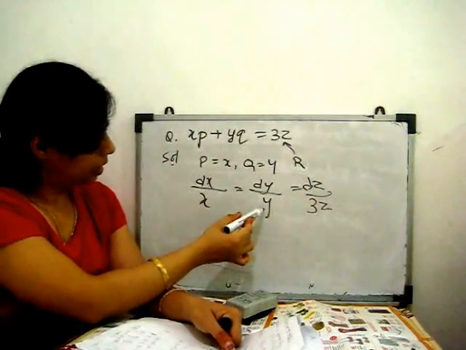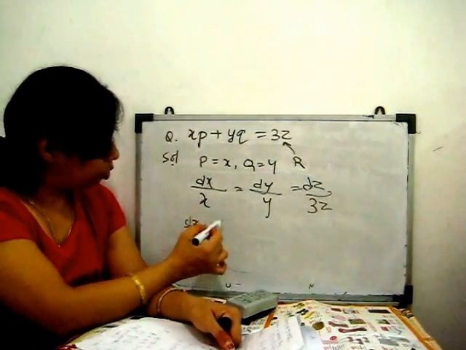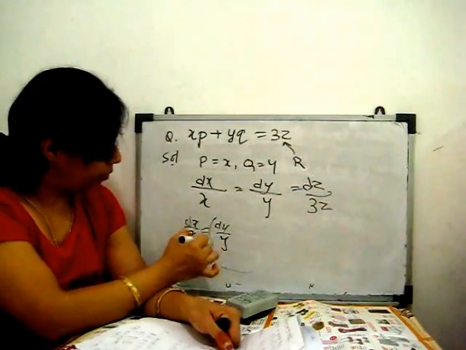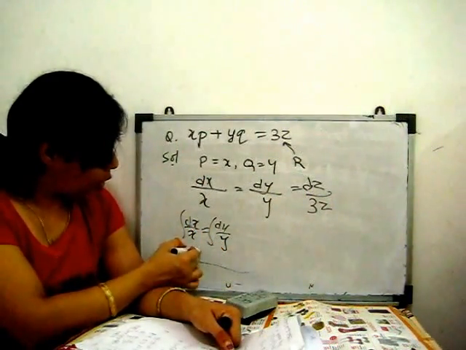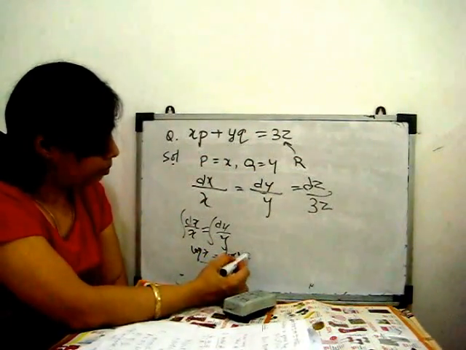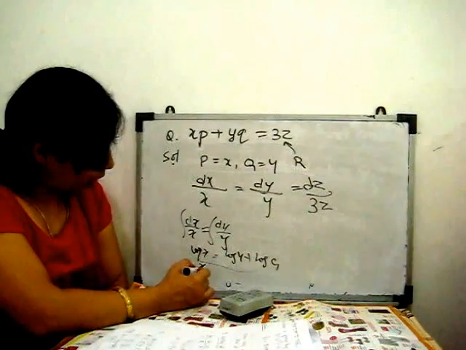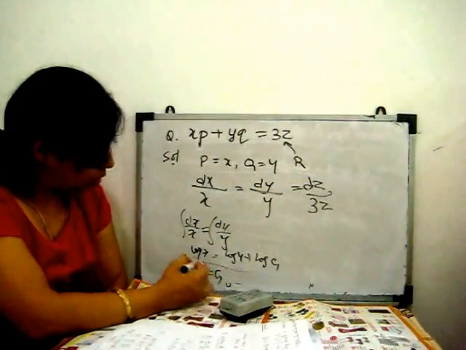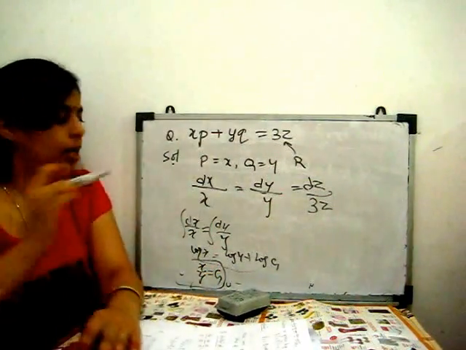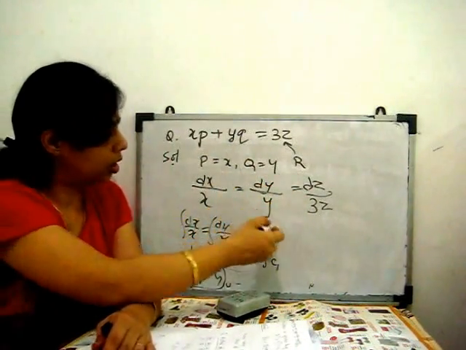Now with the first and second we can say dx/x = dy/y, an integrable form, variables separated. So log x = log y + log c1. So we can say this is x/y = c1. Clear? Now with the second and third.